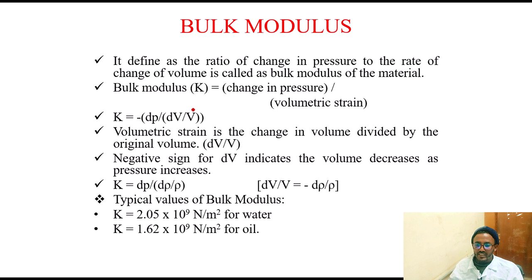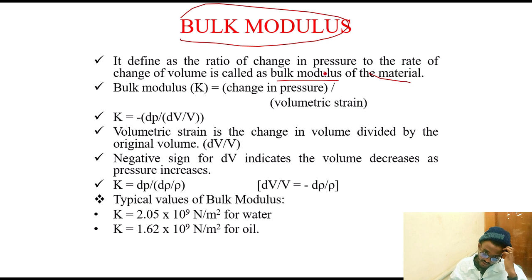The other one is bulk modulus. Bulk modulus is defined as the ratio of change in pressure to the rate of change of volume, called the bulk modulus of the material. So bulk modulus is the change in pressure over volumetric strain. Volumetric strain is the change in volume divided by the original volume.